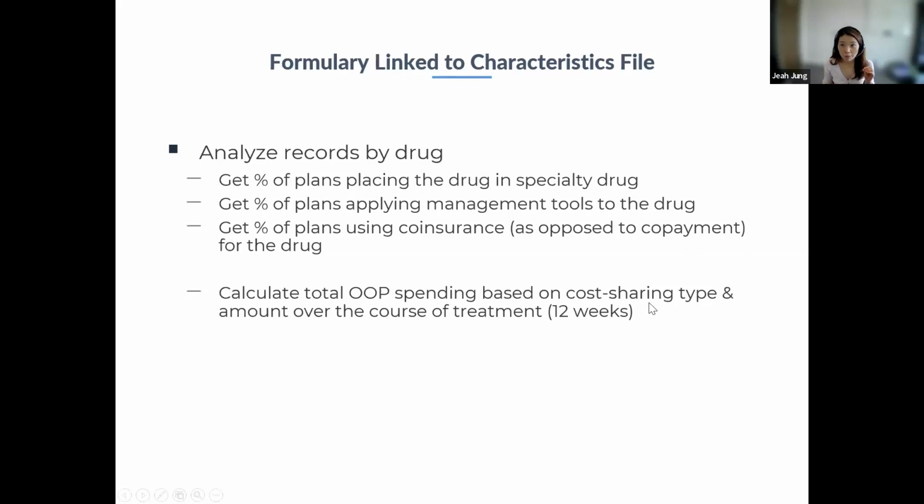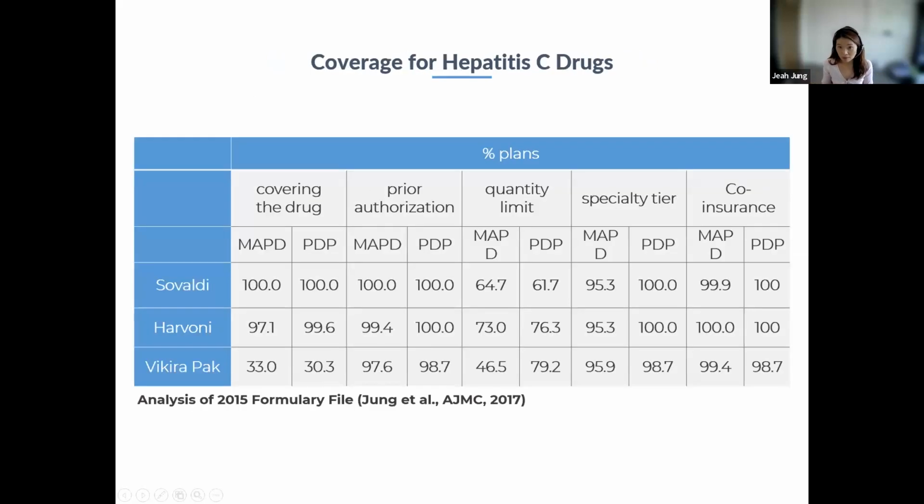If it's a co-payment, it's easy. If a co-payment for 1 month of drug supply is $100, the total out-of-pocket spending needed for the course of treatment is $300. But if it's a co-insurance, you have to convert that into dollar terms. You multiply your co-insurance rate, 25% or 30%, by total drug spending, right? Once you do that, this is what I got. This is a very simple process, right?